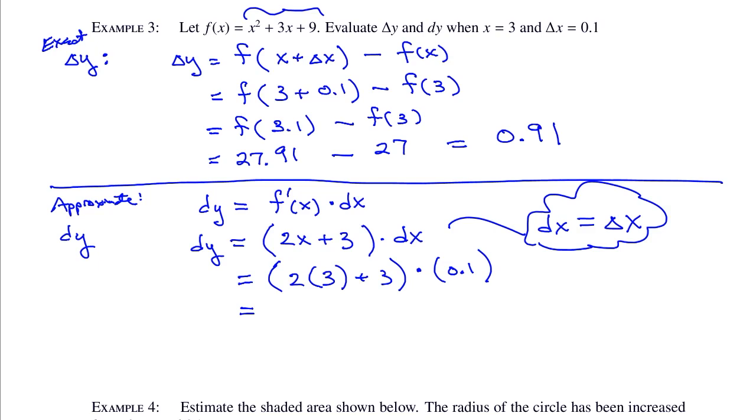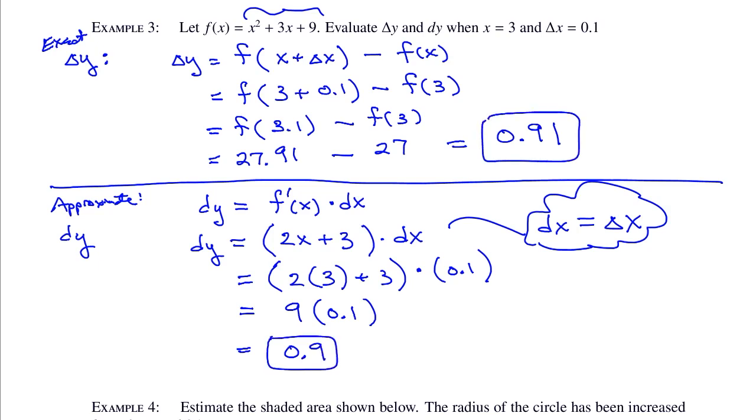Two times 3 is 6, plus 3 is 9. So this is 9 times 0.1. 9 times 0.1 is 0.9. Notice how close the approximate and the exact numbers are.